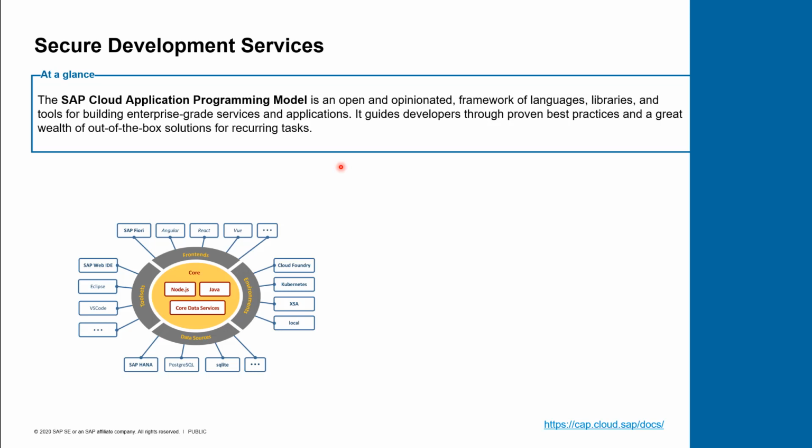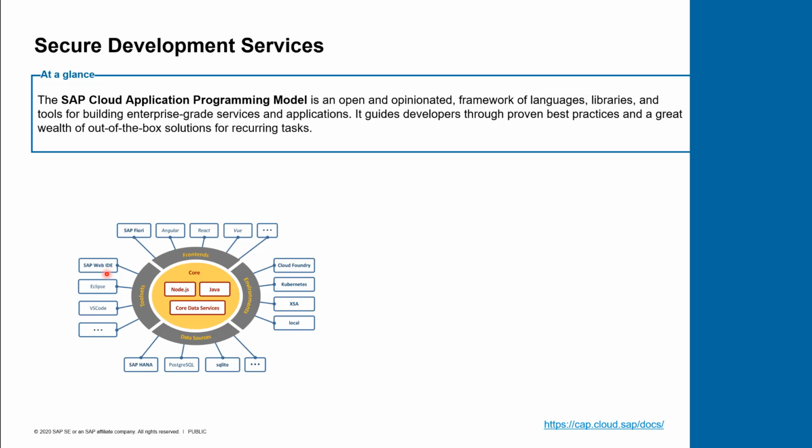So let's take the pictures below. If you're using SAP Cloud Platform, you have the choice of different runtimes. You have the choice of different front ends like SAP Fiori, but also other open source solutions. You have the choice of environments: Cloud Foundry, Kubernetes, local. You have the choice of data sources like SAP HANA, but if you do something locally on your PC or perhaps on your Raspberry Pi, SQLite. And you have toolsets like the SAP Web IDE.